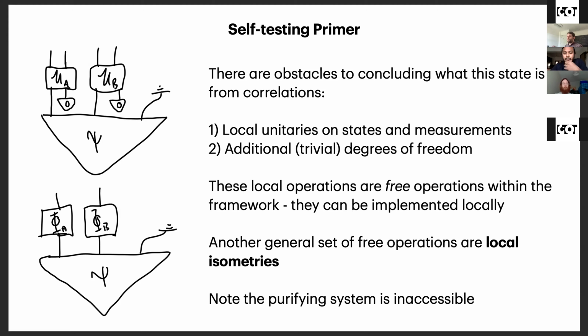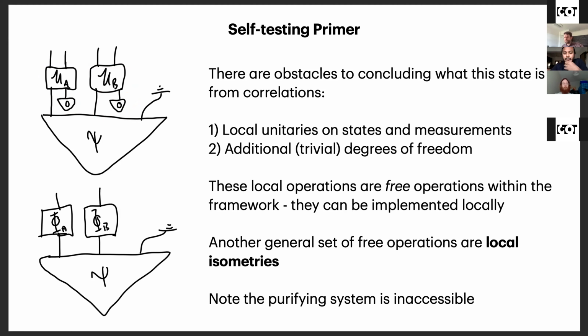So I have to think about these free operations which can interconvert between states. Another general set of free operations are local isometries, right? Local isometry encompasses these things, where I can bring in some additional system, an additional degree of freedom, prepare it in some fixed state, and then interact this auxiliary system with my initial system. I can apply isometries to my physical experiment, and these local isometries kind of leave the statistics invariant.